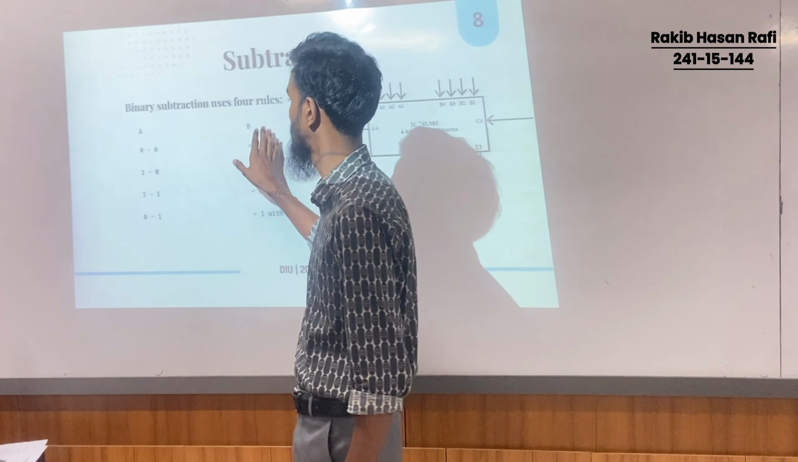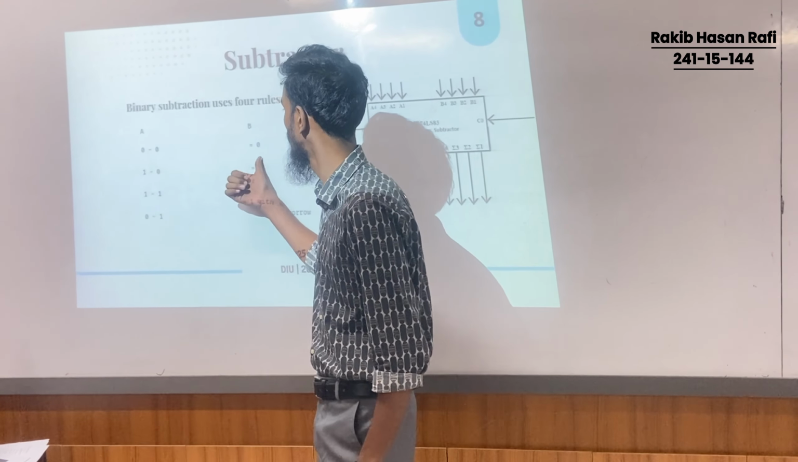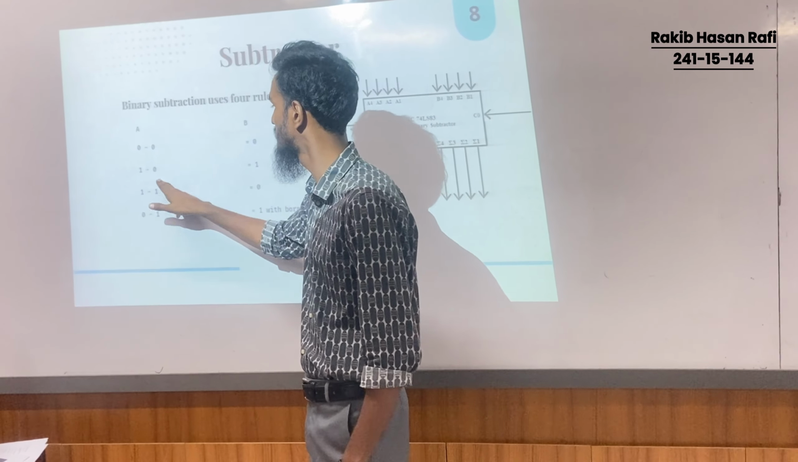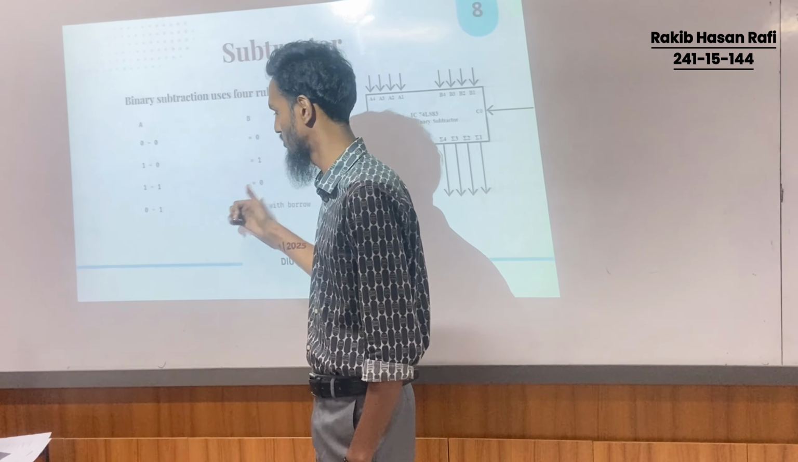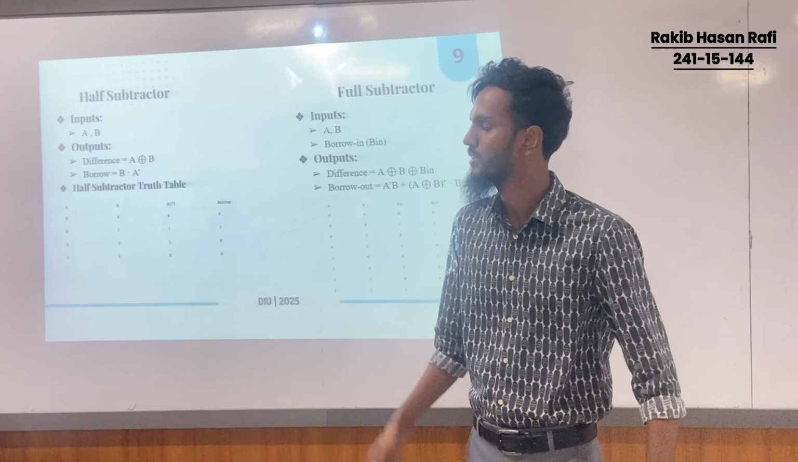So in binary subtractor, for 0 0 the output is 0, 1 0 is 1, and 1 1 is 0. 0 1 is borrow with 1. Moving to the next slide.